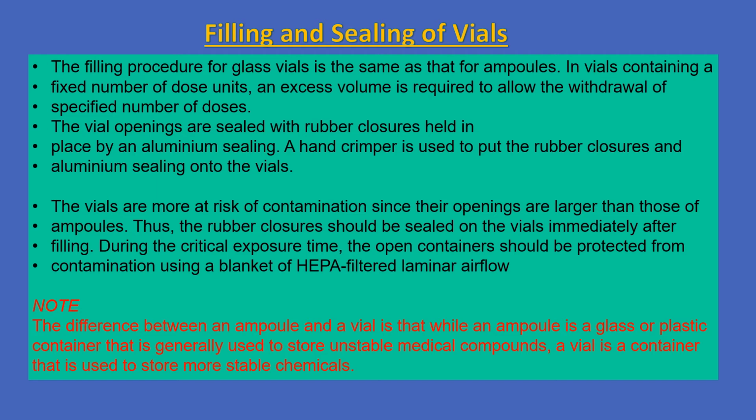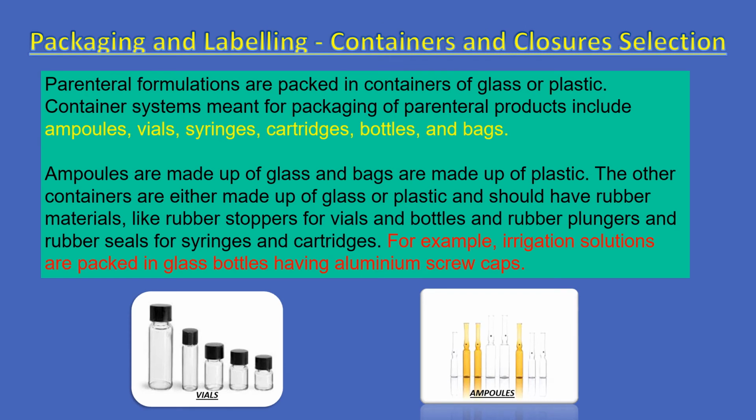We should also note that the difference between ampule and vial is that while an ampule is a glass or plastic container that's generally used to store unstable medical compounds, a vial is a container that is used to store more stable chemicals. Now for the packaging and labeling, container and closure selection.